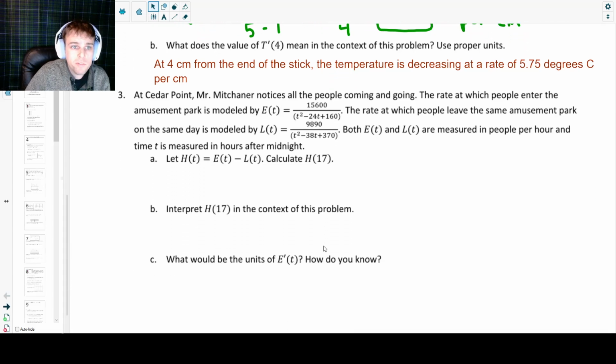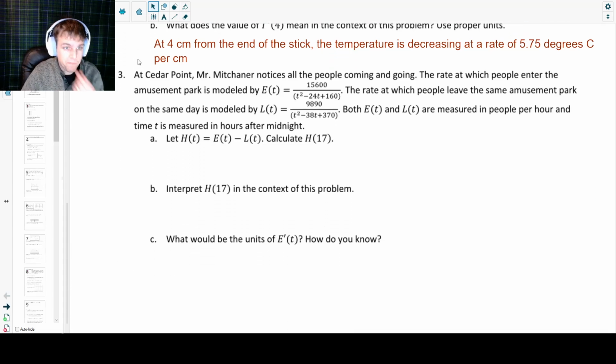All right, let's go ahead and move down here and look at our last question. At Cedar Point, Mr. Michener notices all the people coming and going. The rate at which the people enter the amusement park is modeled by this function, E of t. The rate at which people leave the same amusement park on the same day is modeled by L of t, this function. Both E of t and L of t are measured in people per hour, and time t is measured in hours after midnight.